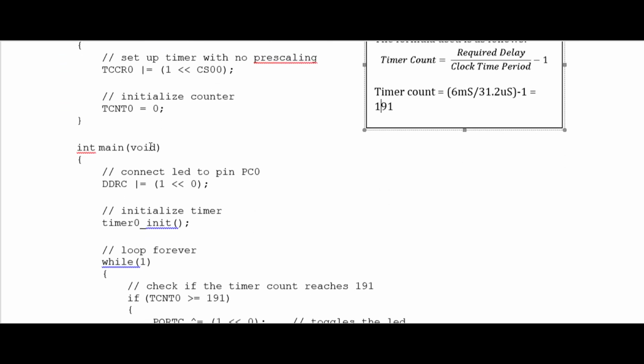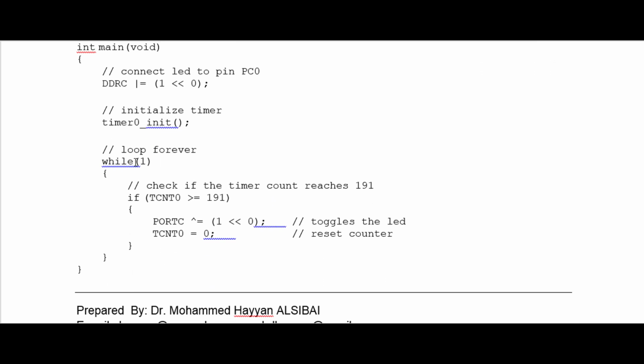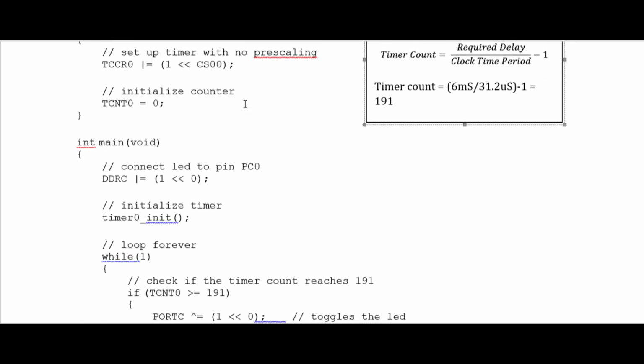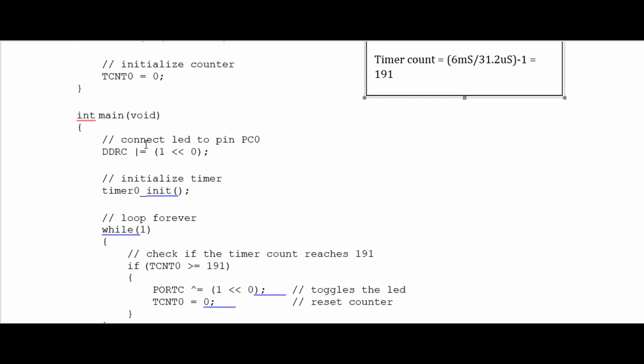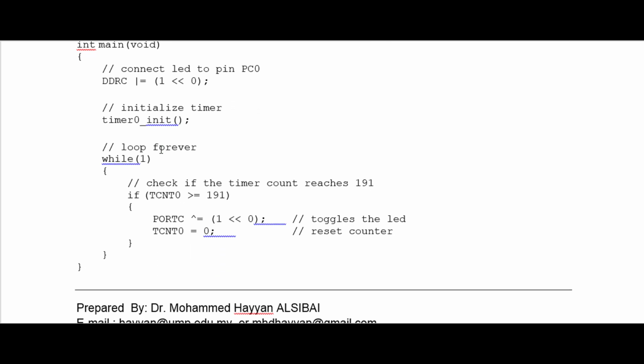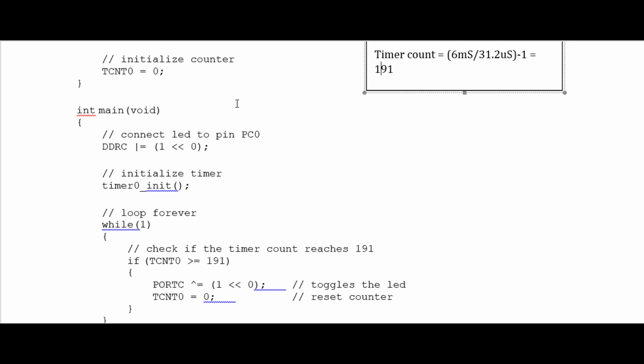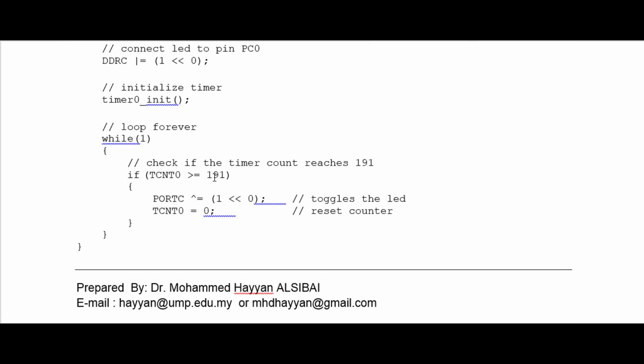as I explained in the video about the registers of the timers. Now in the main program, this is DDRC, we are going to flash the LED connected to port C. So we set DDRC bit number 0 to 1 to be output. We call the timer initialization to initialize it to 0 with no pre-scaling, and this is our program.